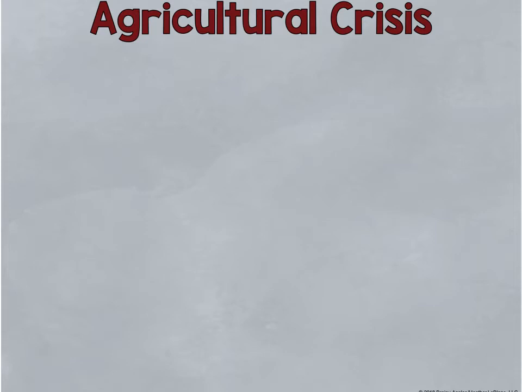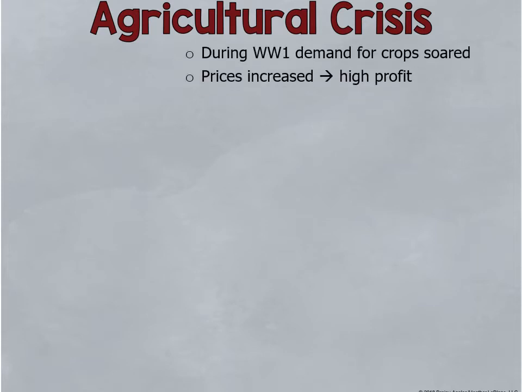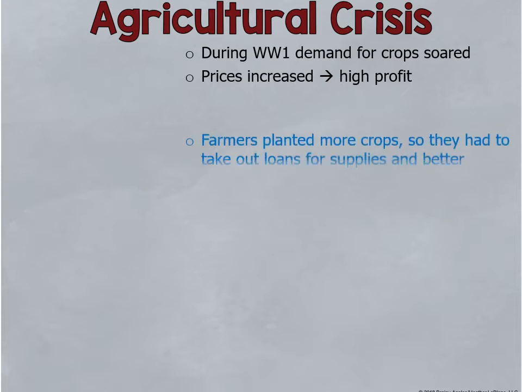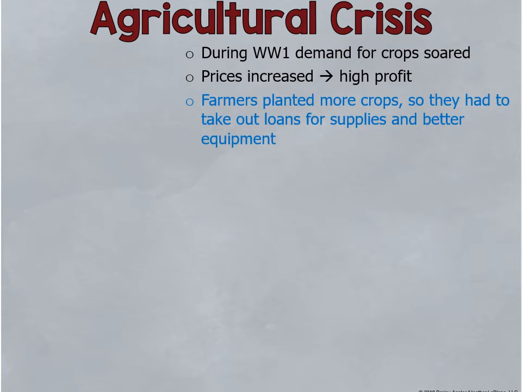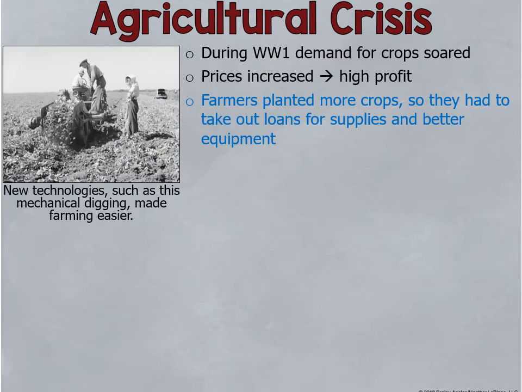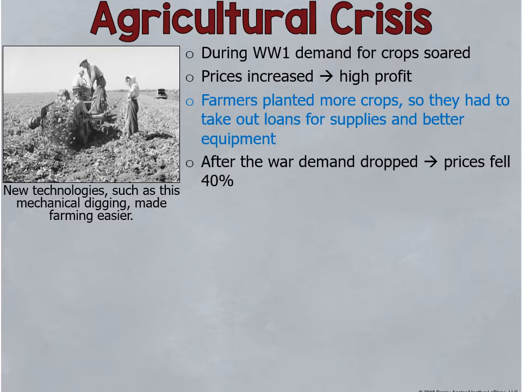All right, also, we have an agricultural crisis. So during World War I, the demand for crops soared, prices increased, which means farmers were making good money. However, after World War I, we start running into problems. So farmers started planting more crops, so they had to take out loans for their supplies and equipment because there was a demand. Once that demand is gone, that's where we're going to see a problem in the 1920s.